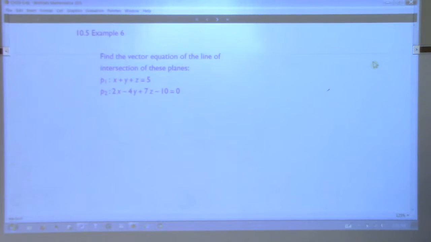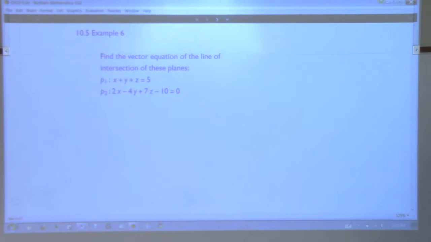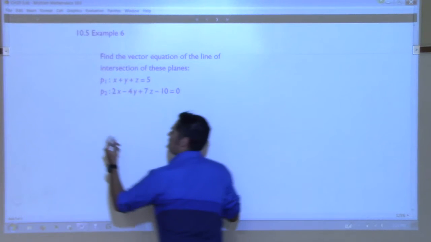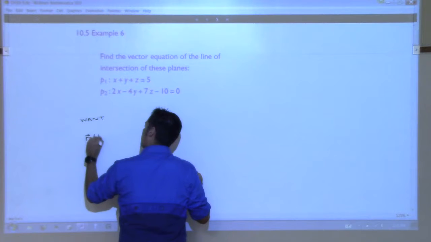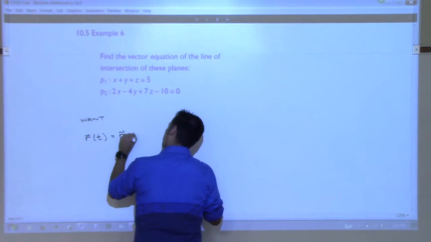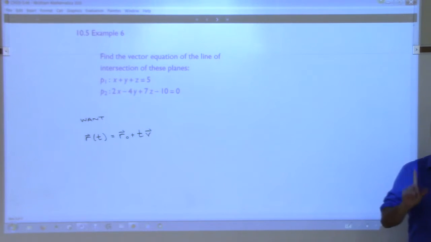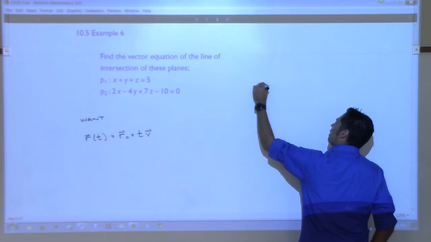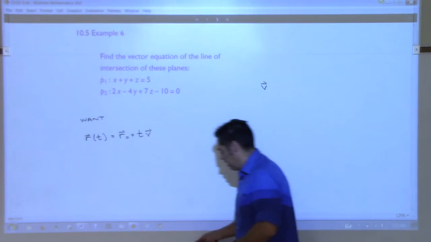So here we go. We've got these two planes, right? We are trying to find the vector equation of the line of intersection of these planes. So what we want is r of t, which is equal to r naught plus tv. All right, let's go after v first, because v is actually easier to get than r naught. So how can I get v? And let's see if what I just said sank into Audrey's head.